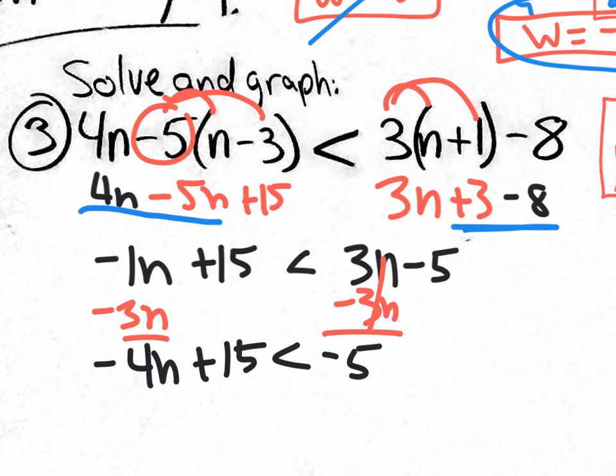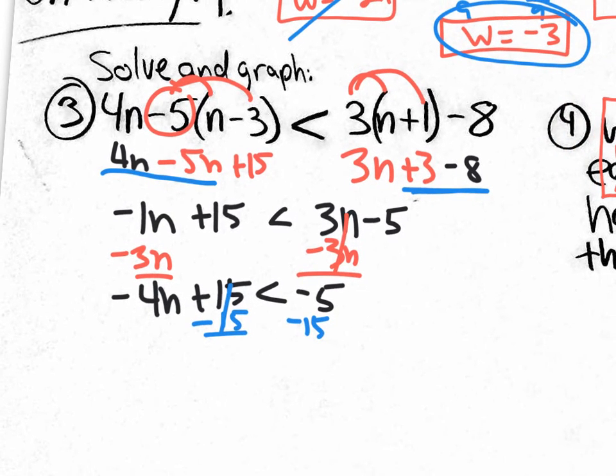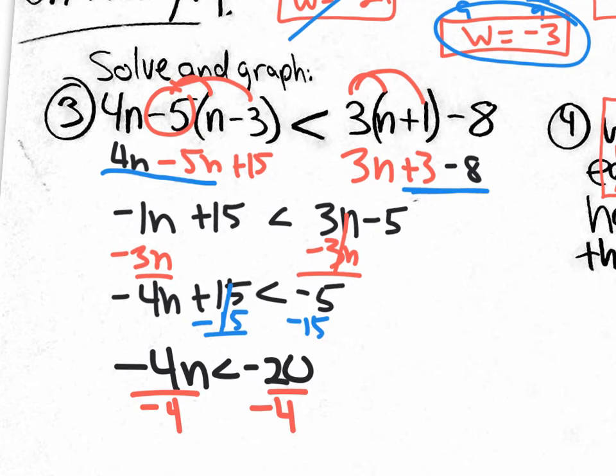And I'm also going to subtract 15, and we're going to have a new inequality that says negative 4n is less than negative 20. Now for my final step, I'm going to have to divide by negative 4 and divide by negative 4. So what happens to the inequality symbol? It flips. That's right, it flips, because you're dividing by a negative, and your final answer is n is greater than positive 5.